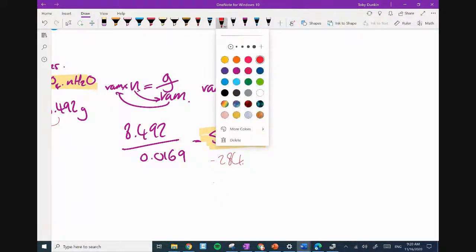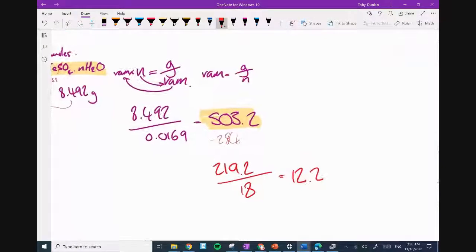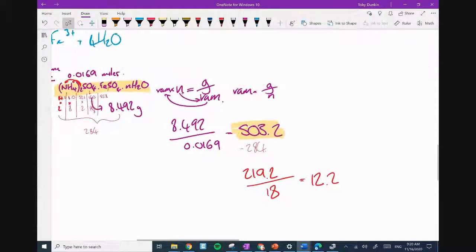Make my pen a bit bigger. Gives me 219.2. How much water? So water weighs 18. Divide that by 18. The answer is 12. It says 12.2 technically, but the answer is probably therefore going to be 12.